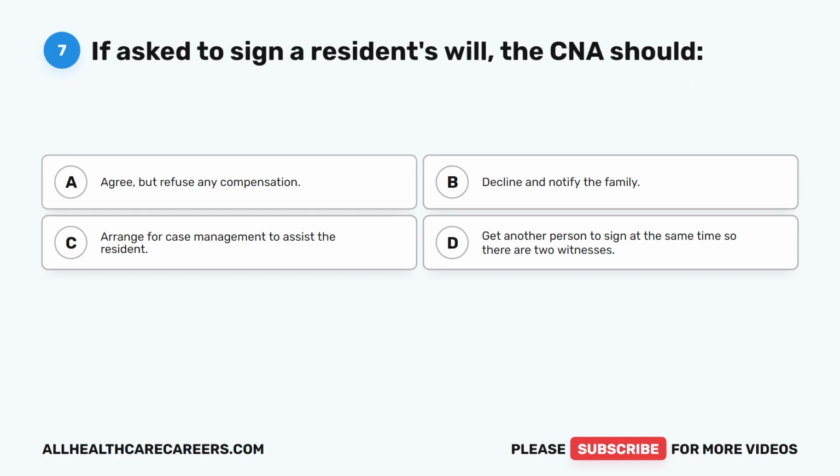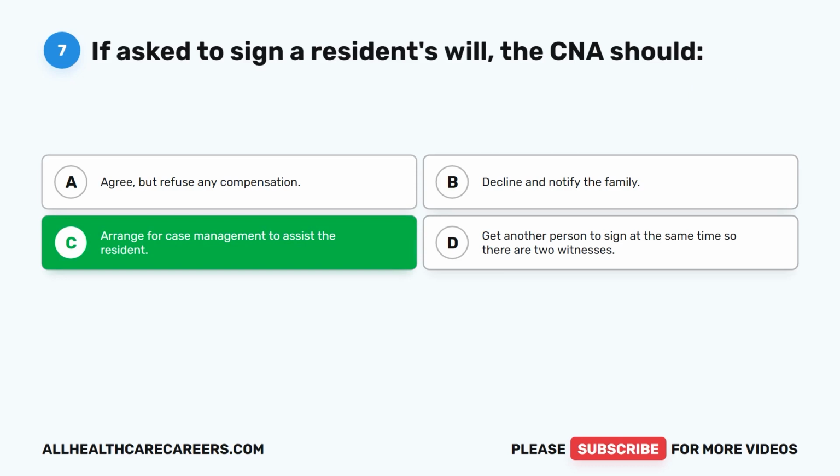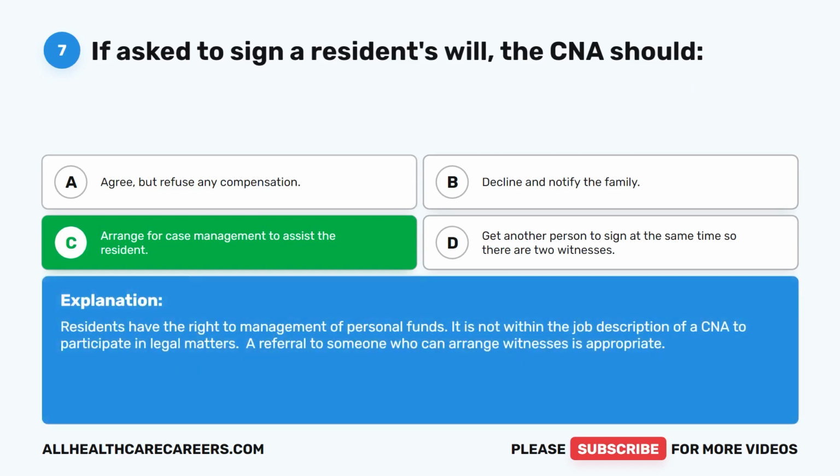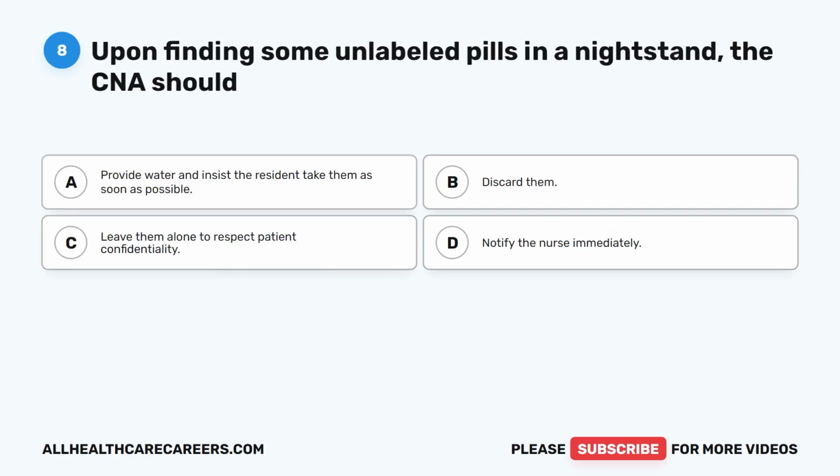The correct answer is C. Arrange for case management to assist the resident. Residents have the right to management of personal funds. It is not within the job description of a CNA to participate in legal matters. A referral to someone who can arrange witnesses is appropriate. Question 8.